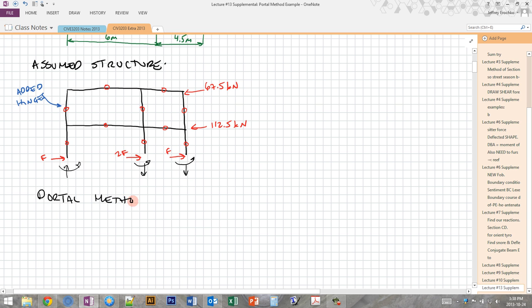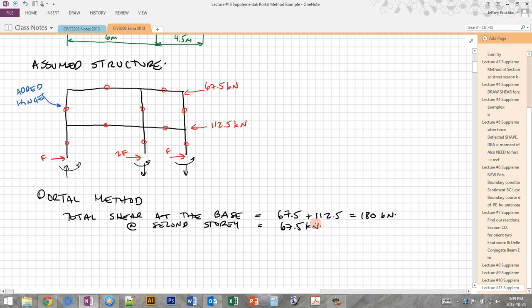And in order to do that, we're basically just going to use a horizontal equilibrium. So at the base, what we have for our horizontal equilibrium, sum Fx equals 0, we have 67.5 and 112.5, which are then resisted by these unknown horizontal reaction forces, which constitute shear in the columns. So first thing we have to do is find the total shear at the base that these reactions are resisting. So that just equals the sum of the horizontal external loads on the structure, which is 180.